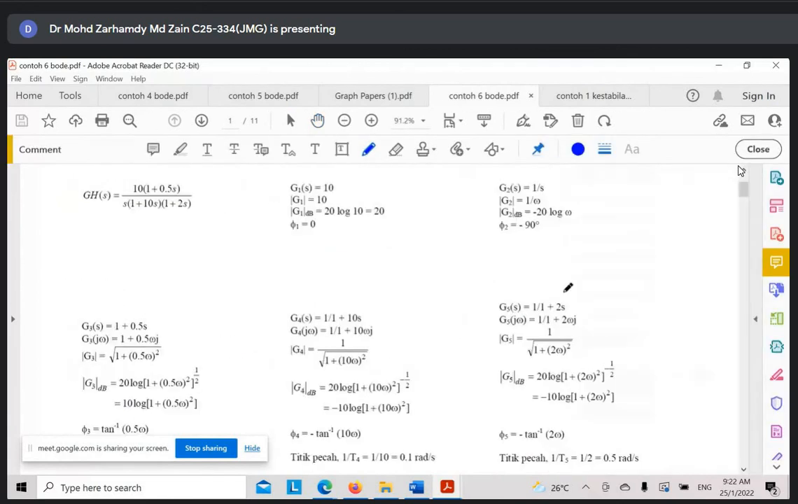Okay, contoh lah. Yang ni. Kalau yang ni lah, gain ni tak ada masalah kan. So jadi dia akan jadi macam ni je lah. Ni G1. Tak boleh lah lukis ni, tak bagus.